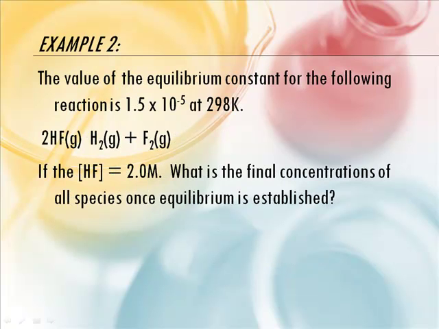How about example 2? Now we have an equilibrium constant for another reaction, and this is the value. We know the initial concentration of the hydrofluoric acid. What are the final concentrations of all things established? All right, this is the ICE box. Let's write the reaction. We get 2HF breaks apart into H2 plus F2.